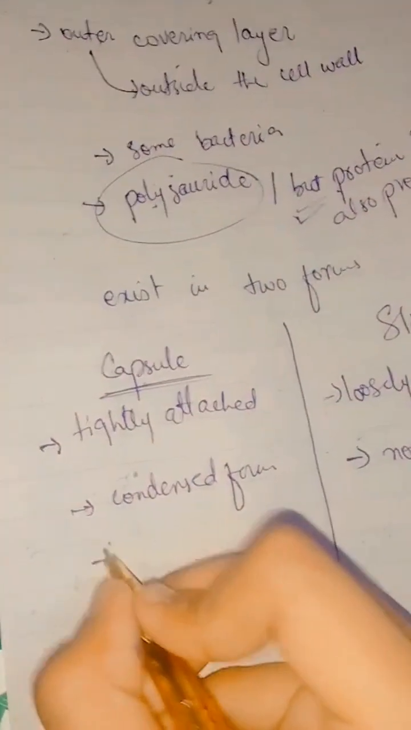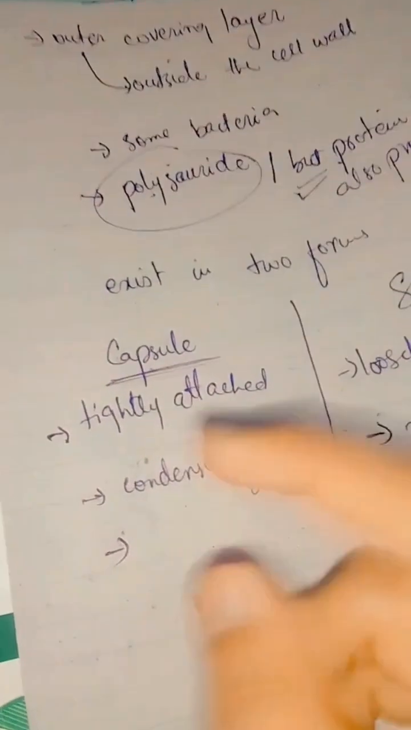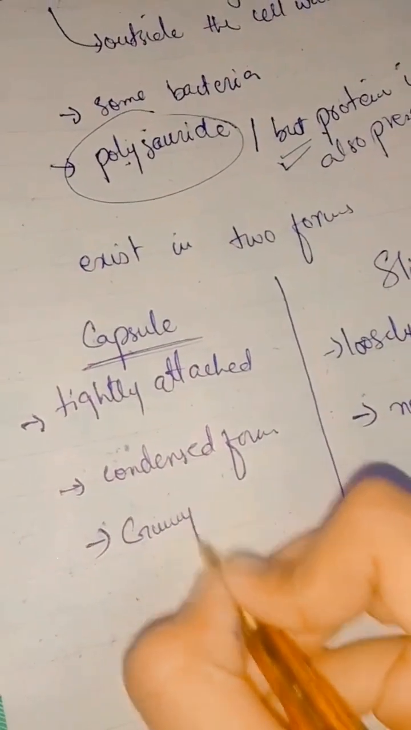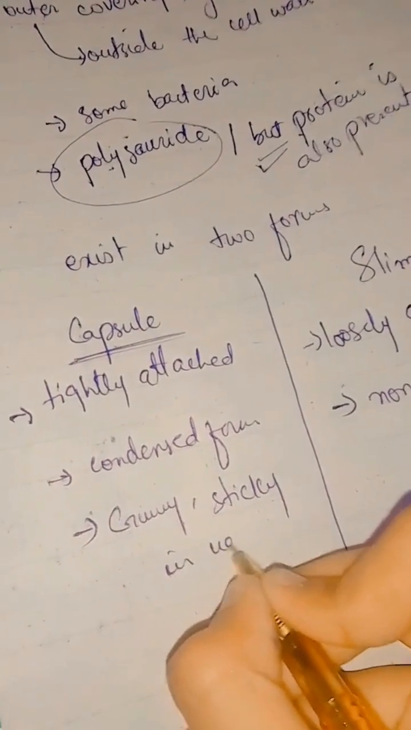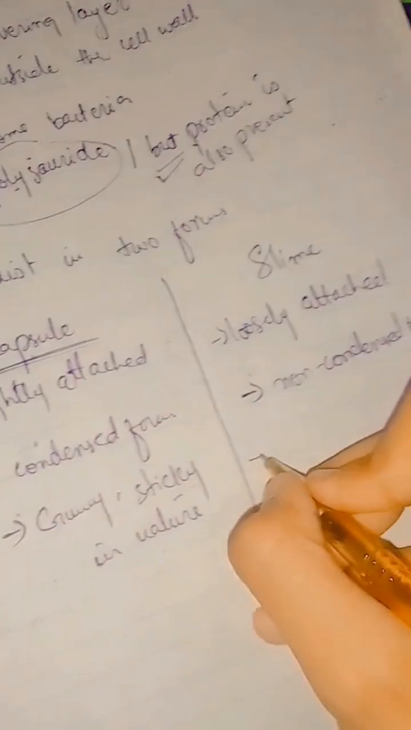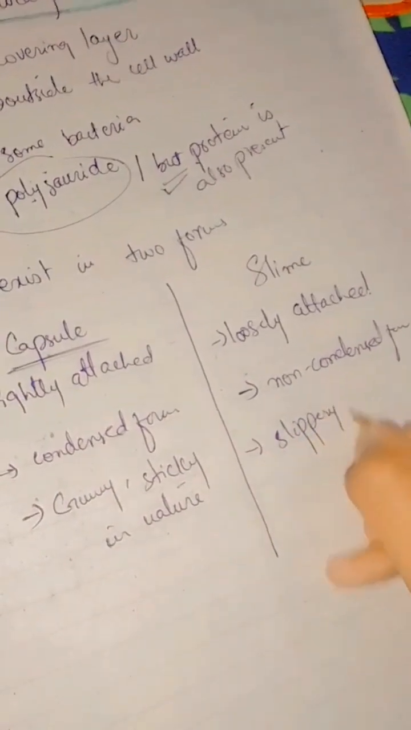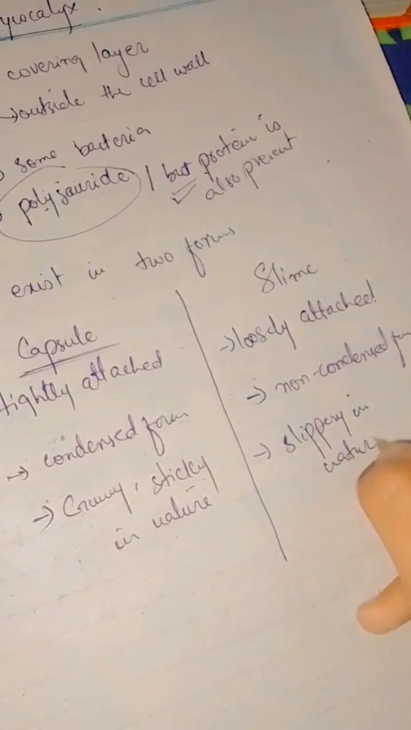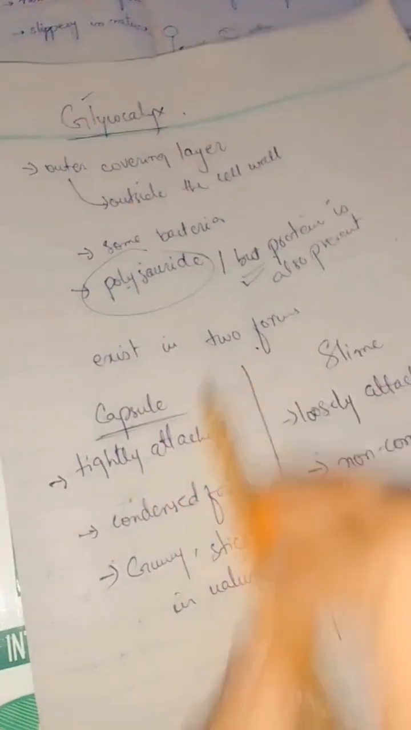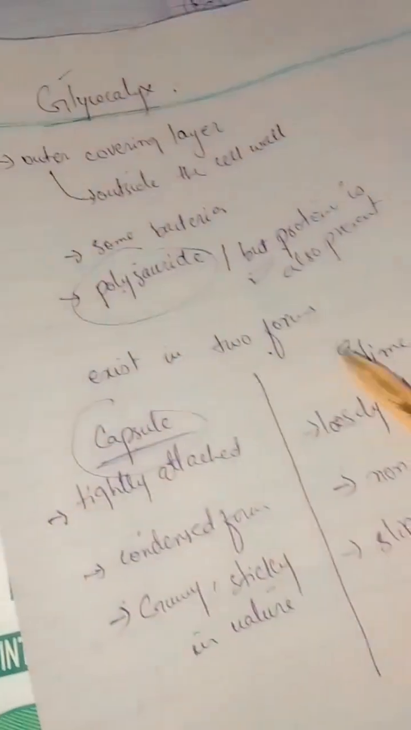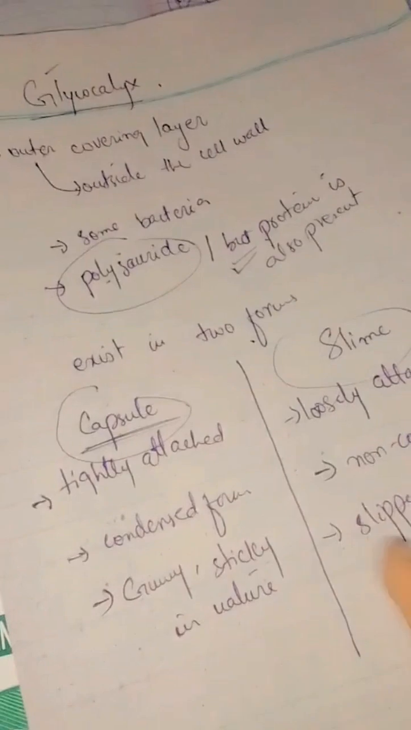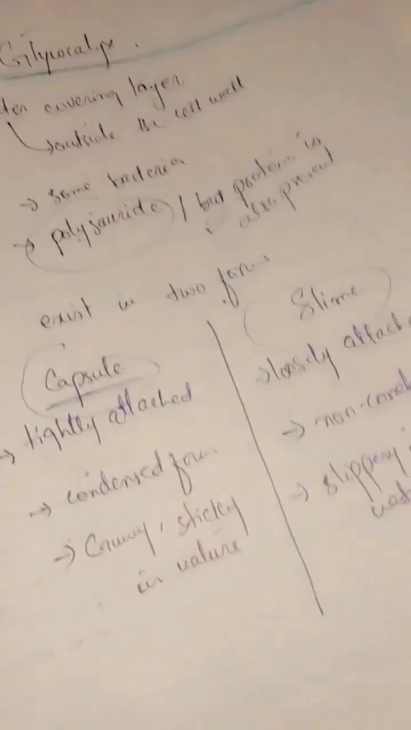Then if you talk about its nature, capsule is gummy, or we can say sticky in nature. Opposite of it, slime is slippery in nature. So basically glycocalyx exists in two forms. Sometimes it exists as a capsule and sometimes as a slime. So these are the differences between the capsule and slime.